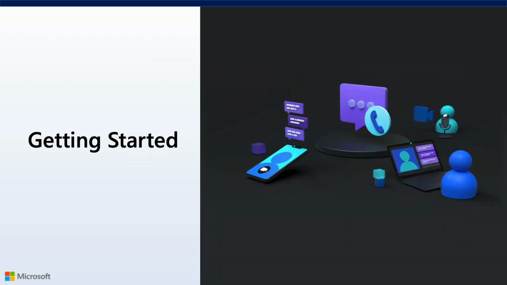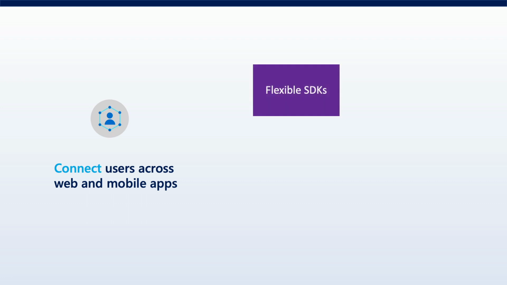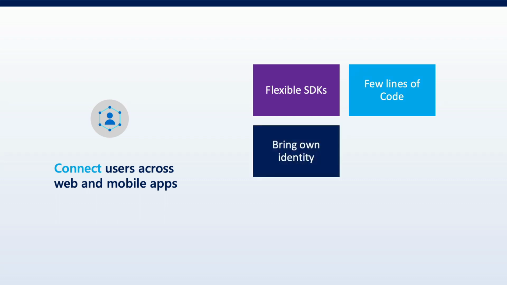So now that we've talked about some of the different scenarios, we've gone through the core services, let's wrap up by talking about how can you get started using Azure Communication Services in your app. Well, first off, you can connect your users into your custom apps using flexible SDKs that are provided by Azure Communication Services. These SDKs require just a few lines of code in many cases to get the functionality we've talked about integrated. You can bring your own identity when it comes to security.